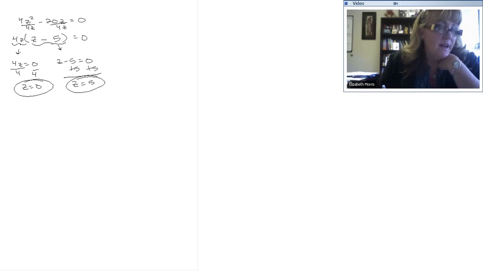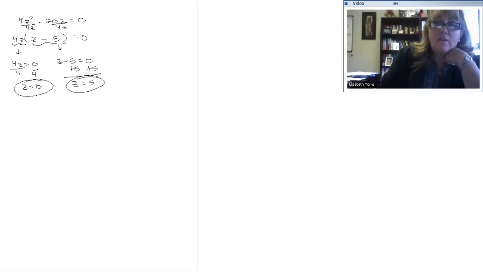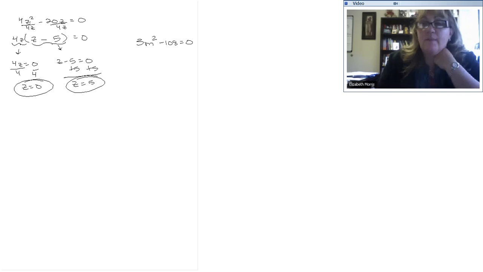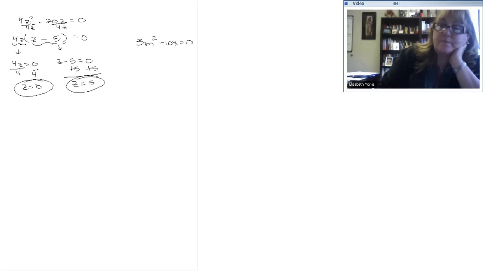What if I had 3m squared minus 108 equals 0? Is everything on one side, 0 on the other? Yes. Now I need to factor it. What's the first rule of factoring? Well, the first rule of factoring is what can I take out? I could actually divide a 3 out of both sides. If I divide a 3 out of both sides, I'm left with m squared minus 36 equals 0.